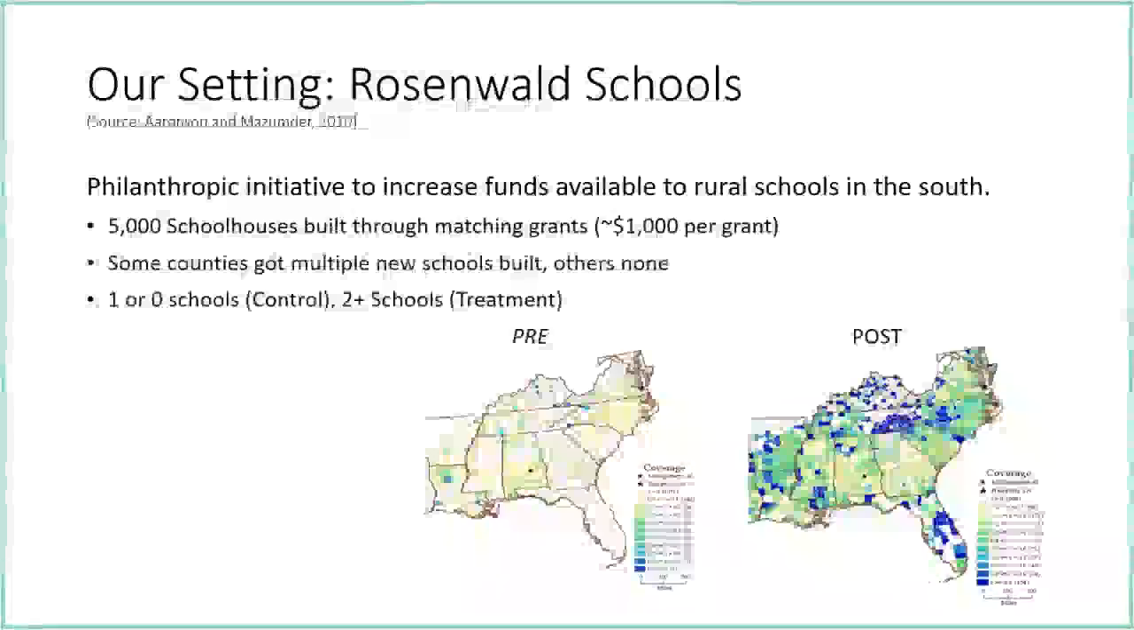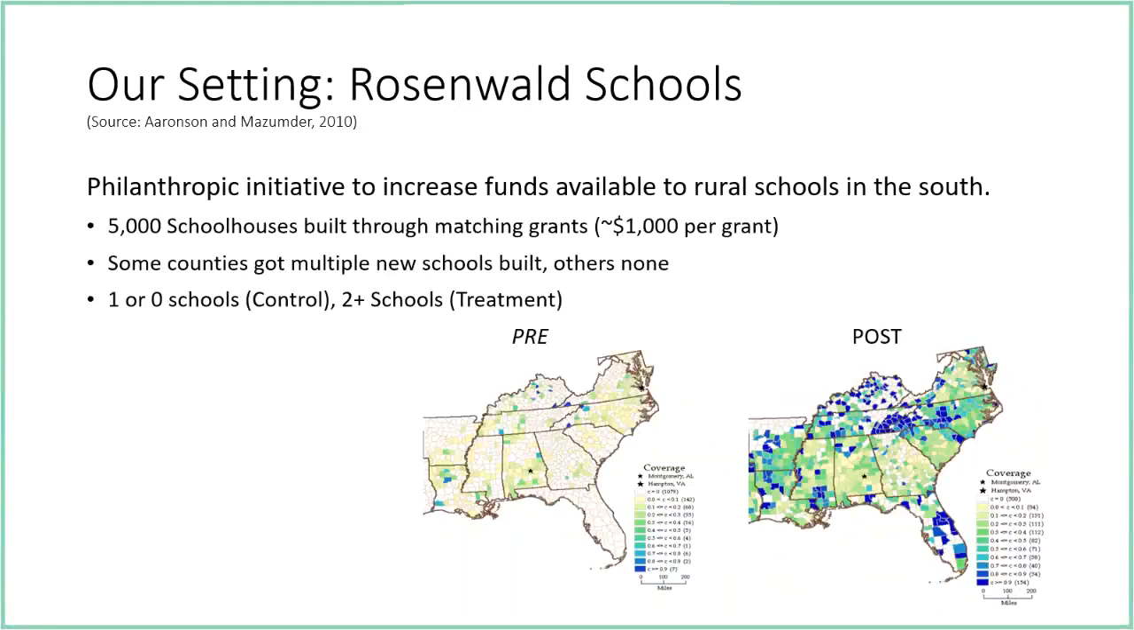So the example we're going to use is that we're going to go back in time to, I think, the early 1900s, and this program called the Rosenwald Schools. So Mr. Rosenwald, you can kind of imagine the Monopoly man, some wealthy old man with a top hat and a white mustache. And he was appalled at the quality of public schools, especially for non-white students in the rural South. And so he decided to create a program to build 5,000 schoolhouses through matching grants.